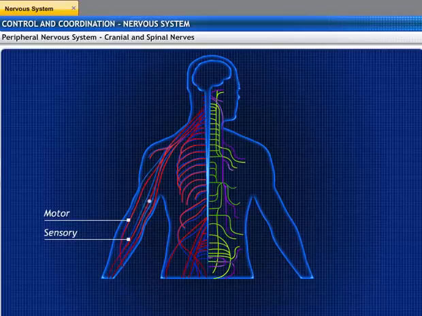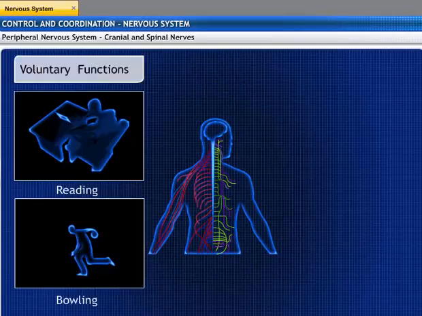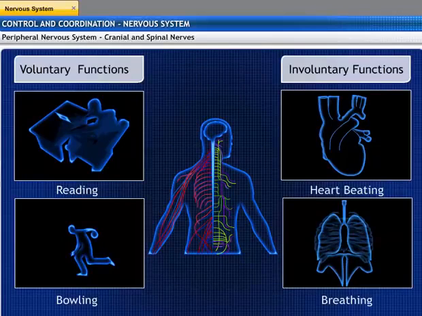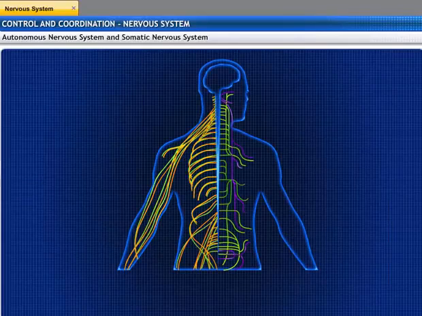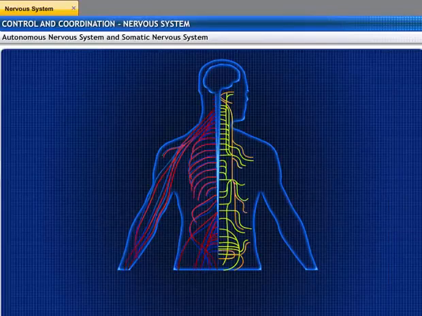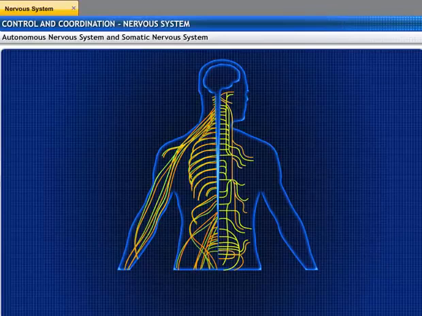The peripheral nervous system receives as well as transmits impulses. The former is carried out by sensory nerves and the latter is carried out by motor nerves. Motor nerves control both voluntary and involuntary functions. Based on the functions performed, the peripheral nervous system is classified as autonomous nervous system and somatic nervous system.